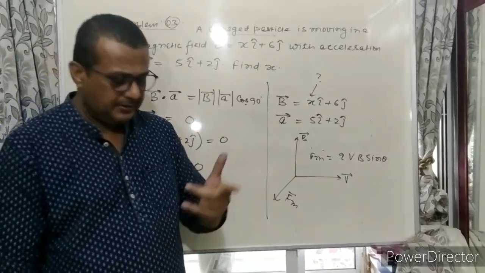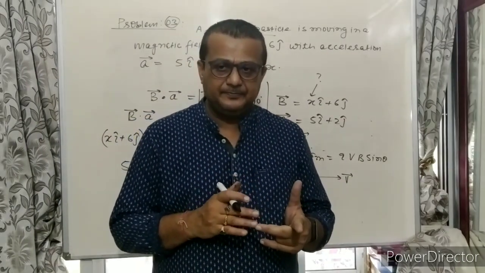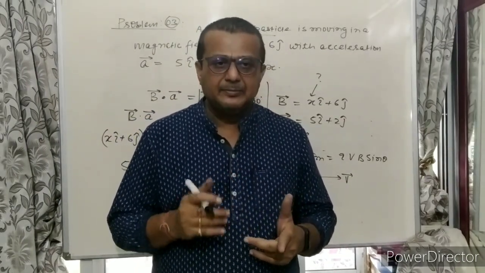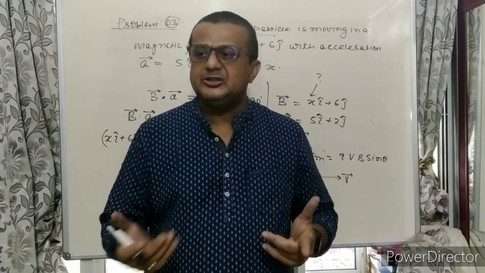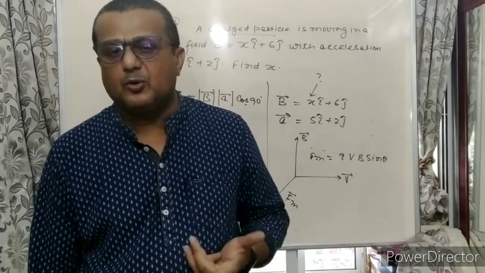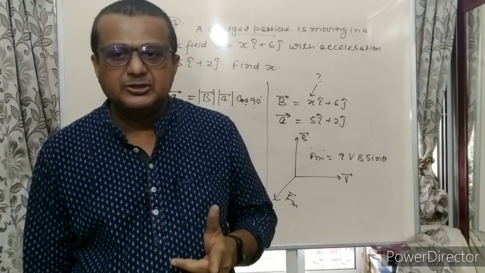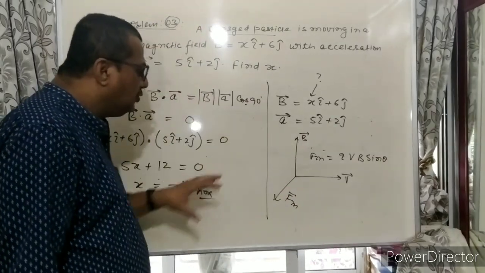mutually perpendicular. According to Fleming's left hand rule, force, acceleration, magnetic field, all the three are mutually perpendicular, because force equals mass into acceleration, so the direction of force is equal to the direction of acceleration. This is the direction of velocity. So we should know this relation.